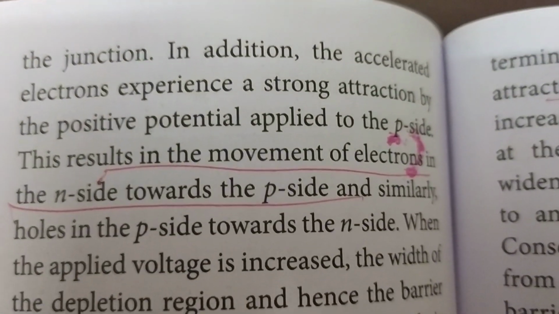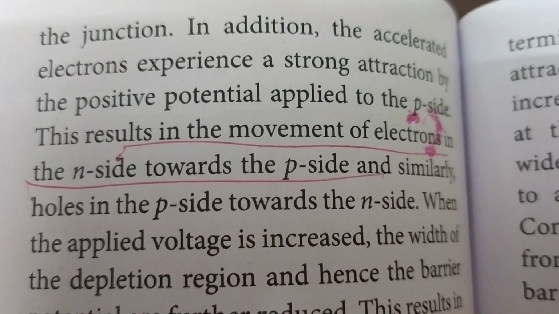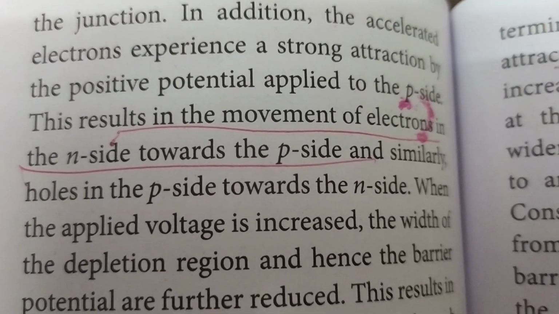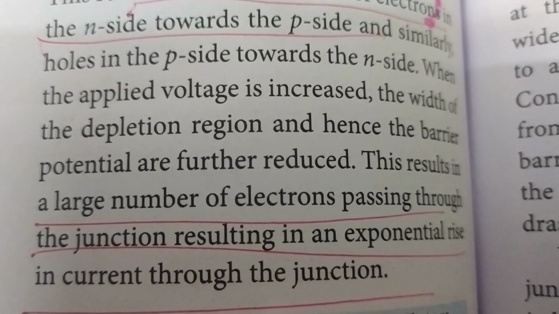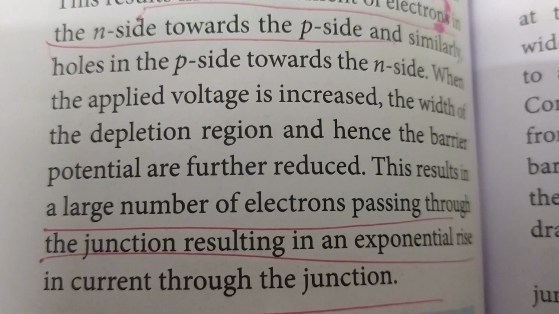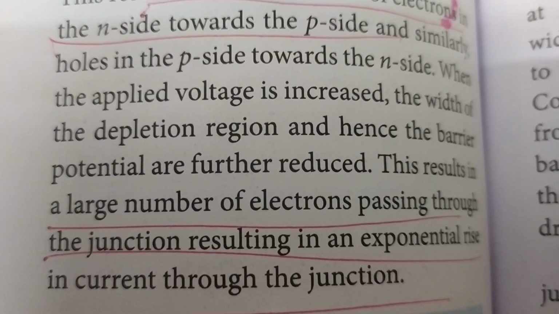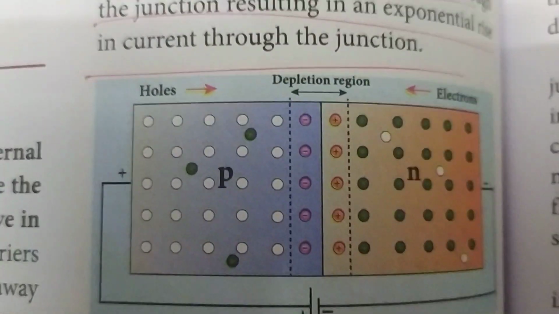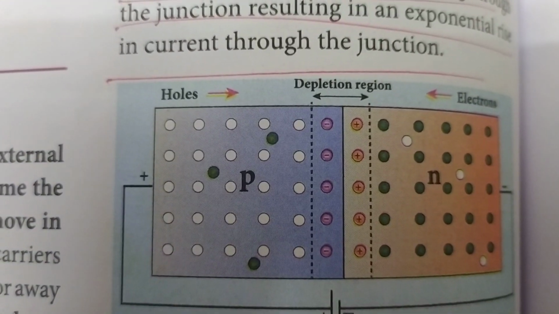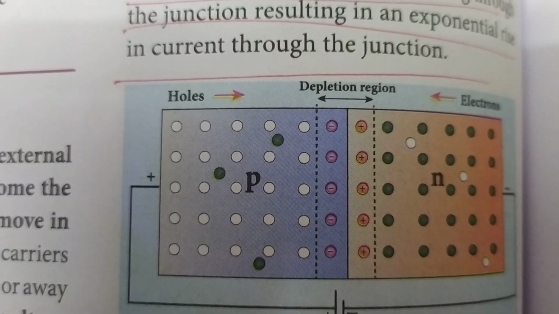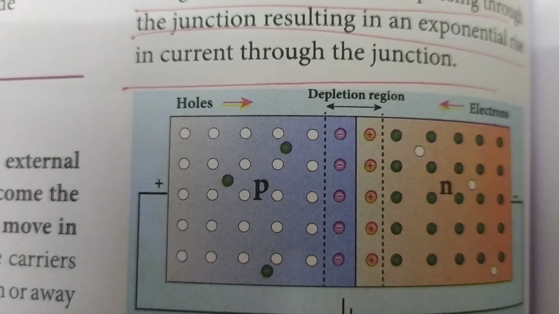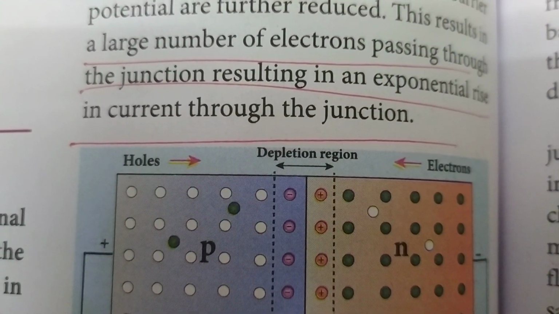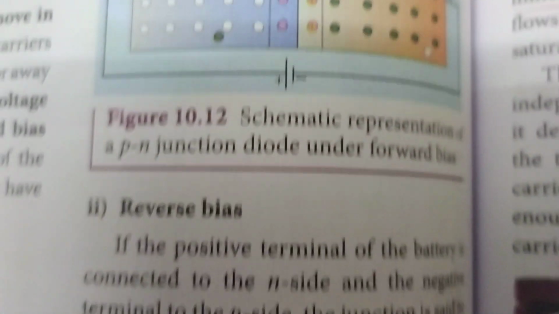This results in the movement of electrons in the n side towards the p side, and similarly holes in the p side towards the n side. The width of the depletion layer will decrease, and also the barrier potential will reduce. It is like an opening of a door in between the p-type and n-type. So what will happen? The majority charge carriers will begin to move across the junction, resulting in an exponential increase in the current through the junction.